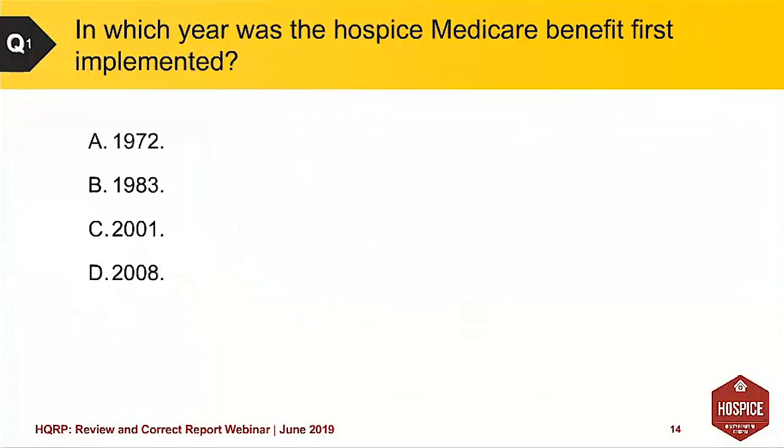Let's give it a try. In which year was the hospice Medicare benefit first implemented? A, 1972, B, 1983, C, 2001, D, 2008. I see several answers have come in. Now let's get the correct answer. The answer is B, 1983.